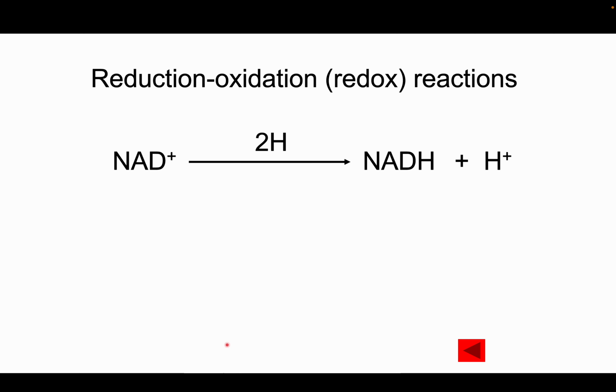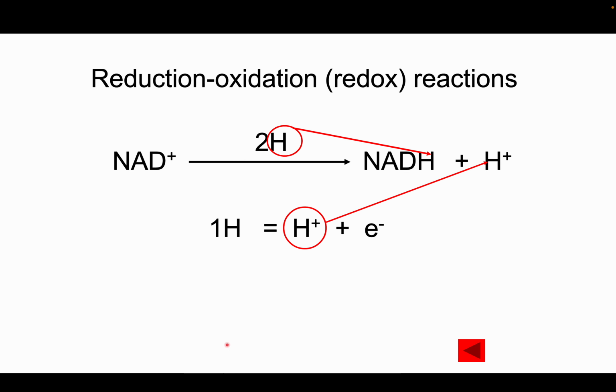Okay, as an example, the most prominent example within the glycolytic pathway that shows us the importance or the significance of reduction reactions is the transformation of NAD to NADH.